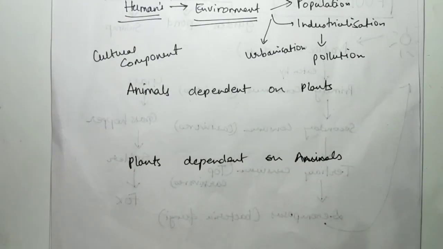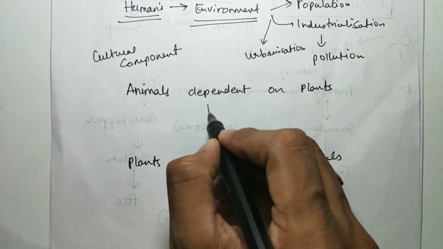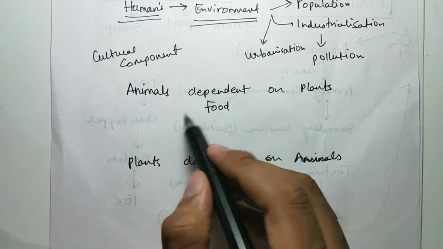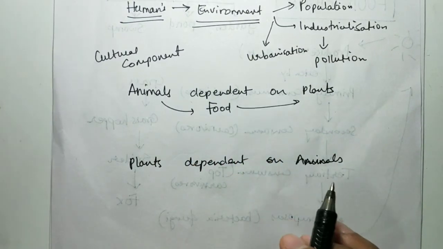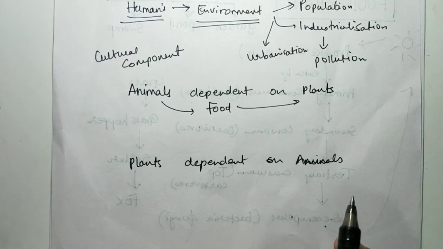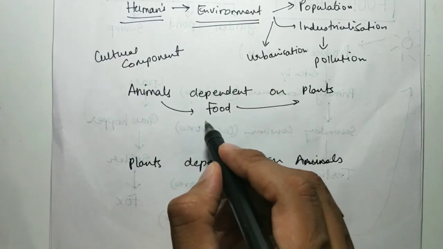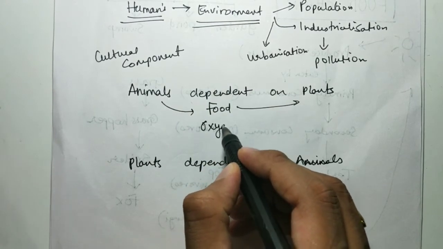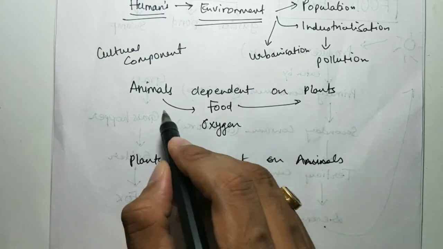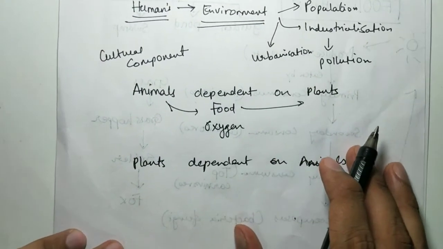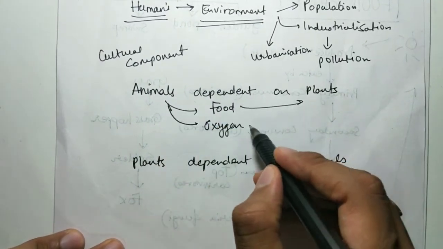Let's see some examples. Animals depend on plants for food, like herbivorous animals. They eat plants and live. Then animals also get oxygen from plants, because plants give out oxygen and take in carbon dioxide, so plants help animals in respiration.